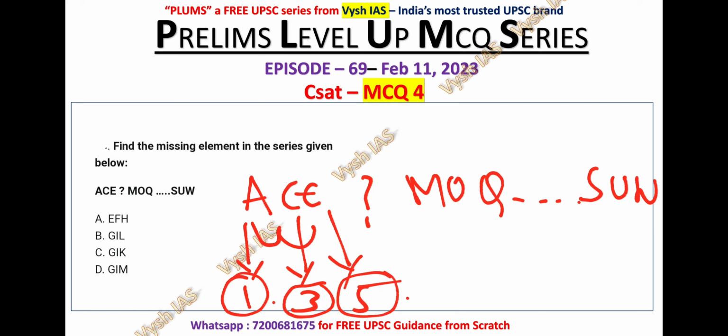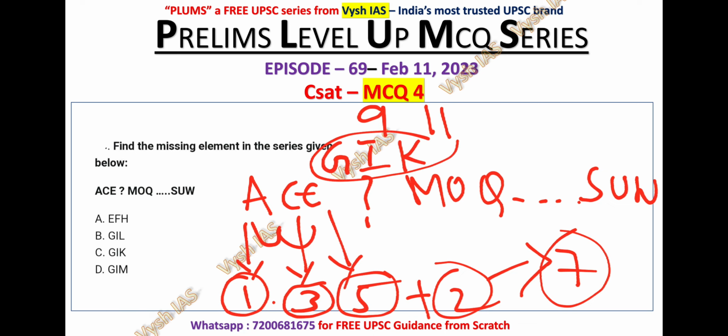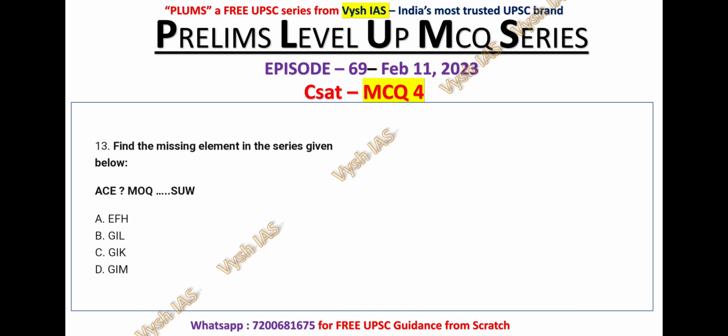After that, 5 plus 2 becomes 7, which is the 7th letter. The 7th letter is G. So here G appears. After G, we have to take the 9th letter, which is I. After 9, we take the 11th letter because of plus 2. The 11th letter is K. So G-I-K will be the answer.